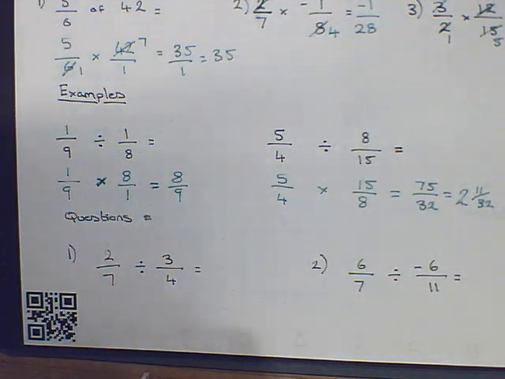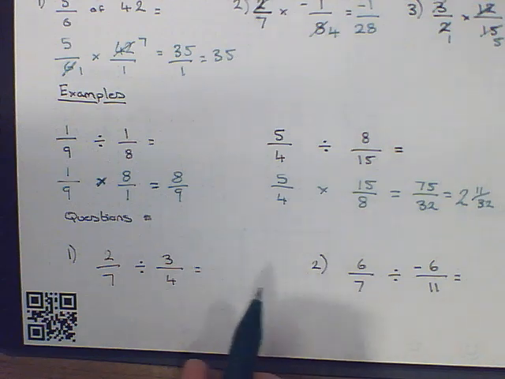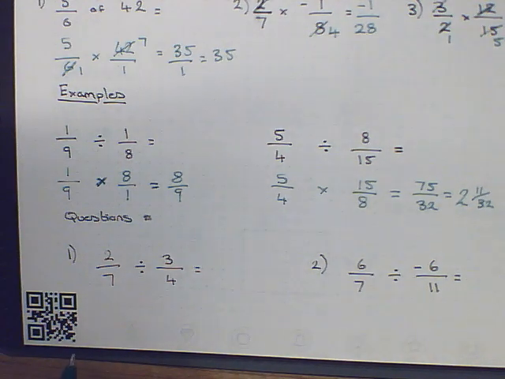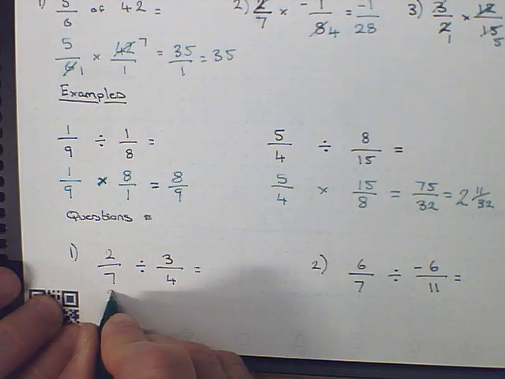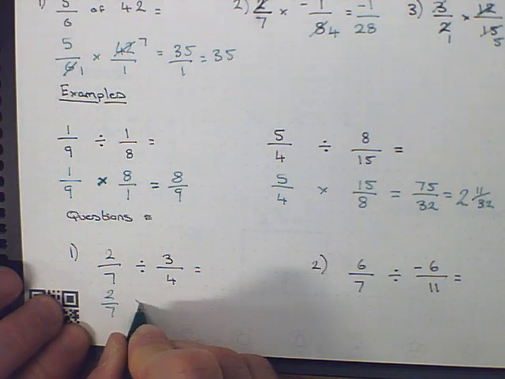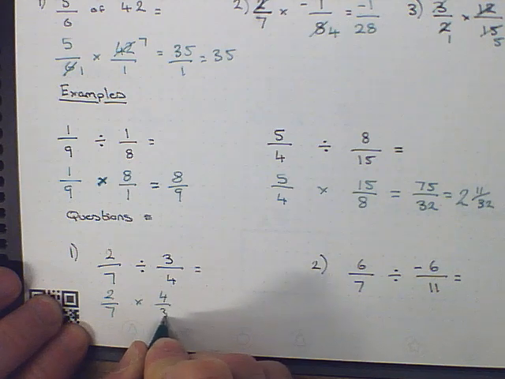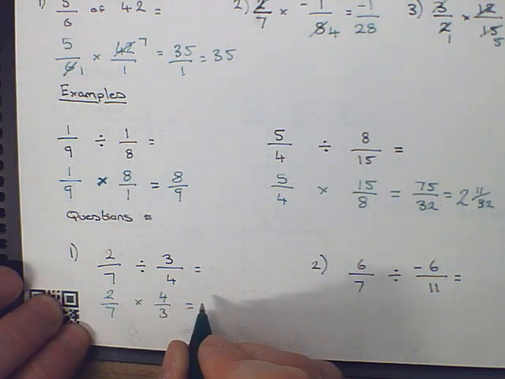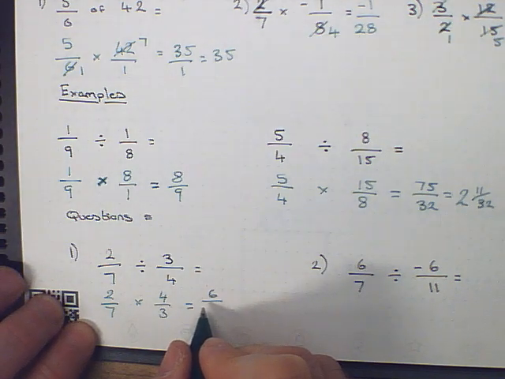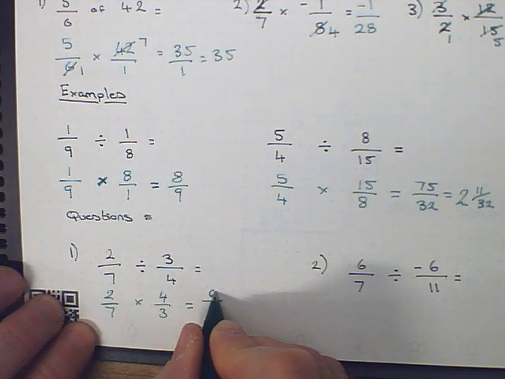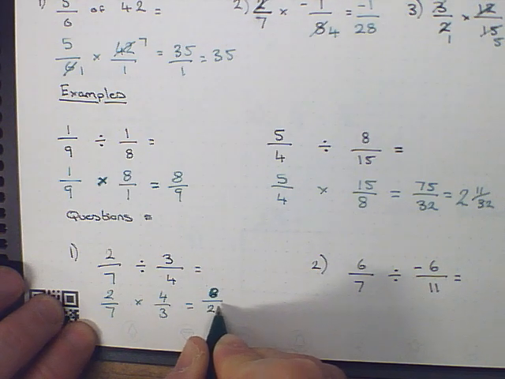All right. Pause the video, have a go at the 2 questions that are on the bottom here, and play once you're ready to see the answers. Right, so as we said before, we're going to multiply by the reciprocal, so it's 2 over 7 multiplied by 4 over 3. Can't cancel anything there, so that becomes 8 over 21.